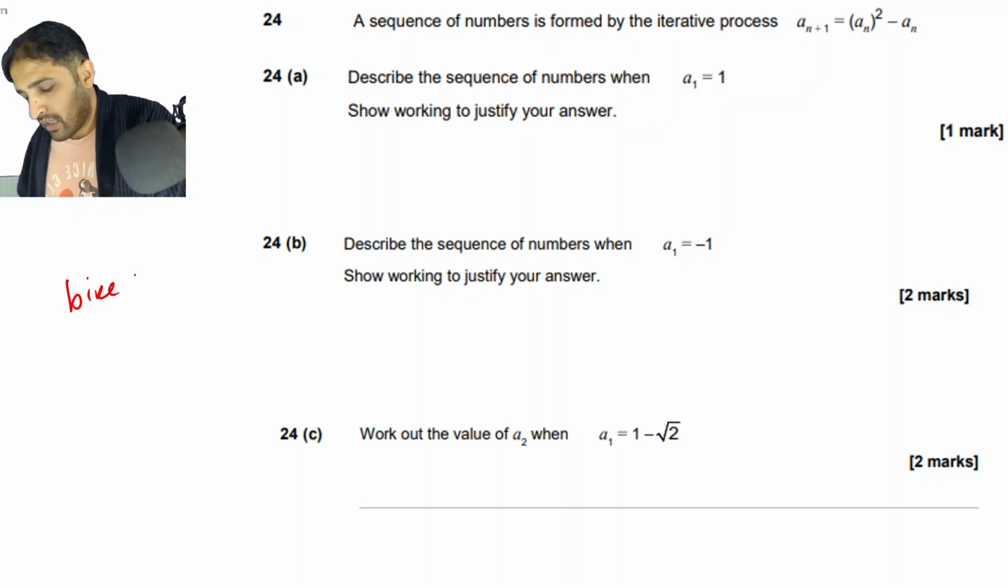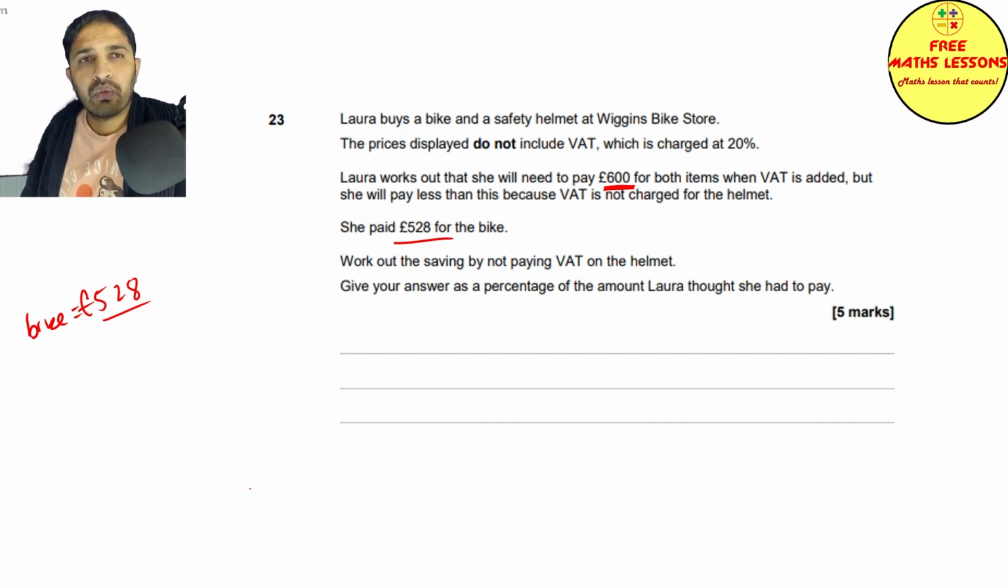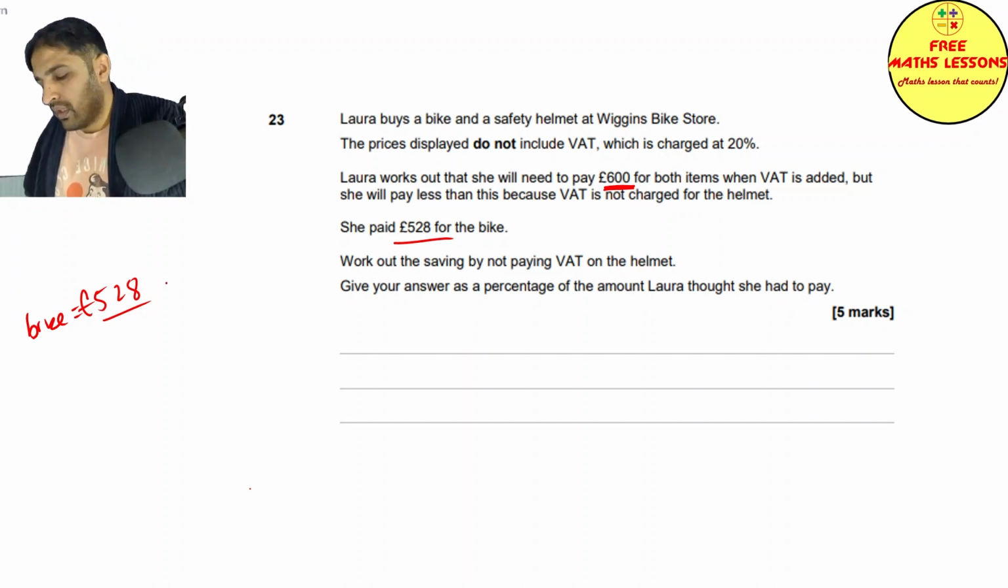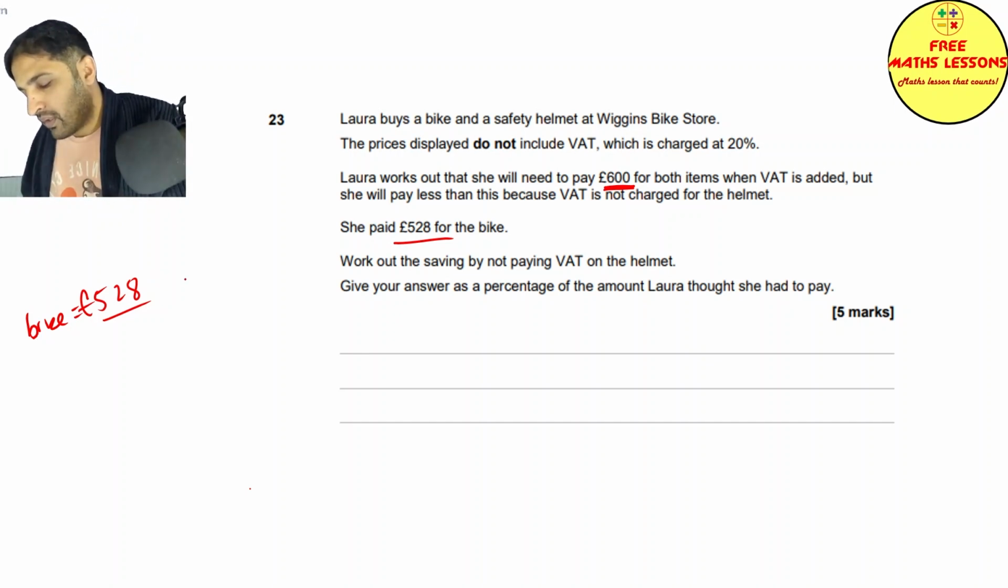So for the bike it's 528 pounds, and that's including VAT. So what do we need to do? We need to say, okay, that's including VAT. So whatever the price was plus the 20%. So this is 120%. So 528 is actually 120%.